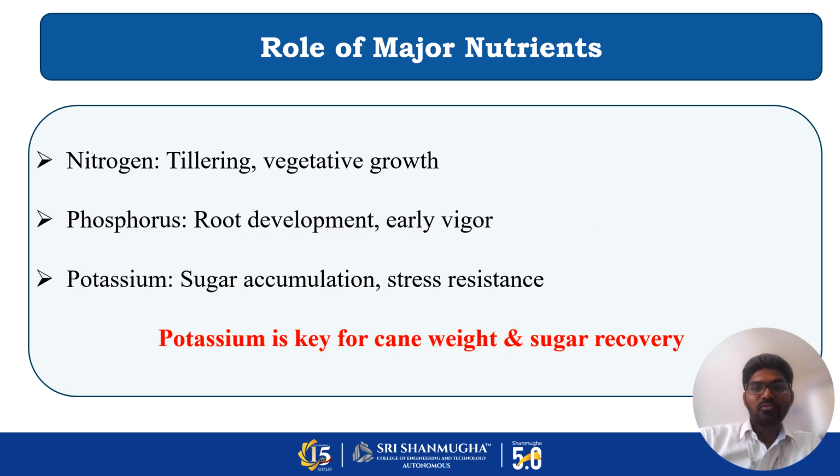The major nutrients, first one, nitrogen. Nitrogen helps in increasing tillering productivity and improving vegetative growth. Phosphorus helps root growth and development and early vigor. Potassium helps in increasing sugar accumulation and reducing stress. These are the major nutrients and their roles in sugarcane production and productivity. Potassium is key for increasing the cane weight and the sugar recovery.